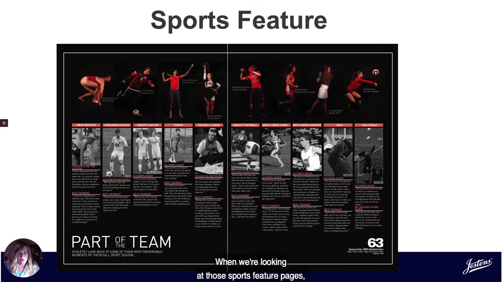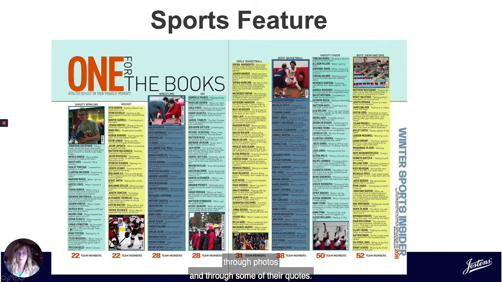When we're looking at those sports feature pages, we can cover more than just one sport. In this case, it would be a fall season, and every team would have an athlete who could answer a survey with a couple of questions on it and then be featured in a column through photos and through some of their quotes. This is a spread with every varsity winter team, and it's actually a bar graph that measures how many kids are on each team. And almost every kid got an opportunity to answer a survey where they were able to talk about their proudest moment on the season or as that type of athlete.